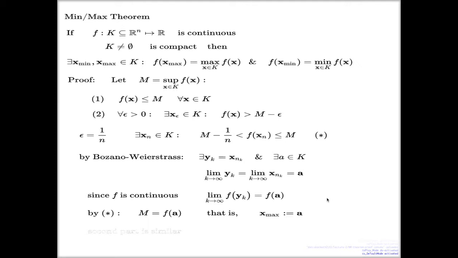Any questions? If you want to see the second part of the theorem for x min, you either can follow similar steps, although you will need to replace the supremum with the infimum, or there's a nicer trick to do that. Do you know the trick?